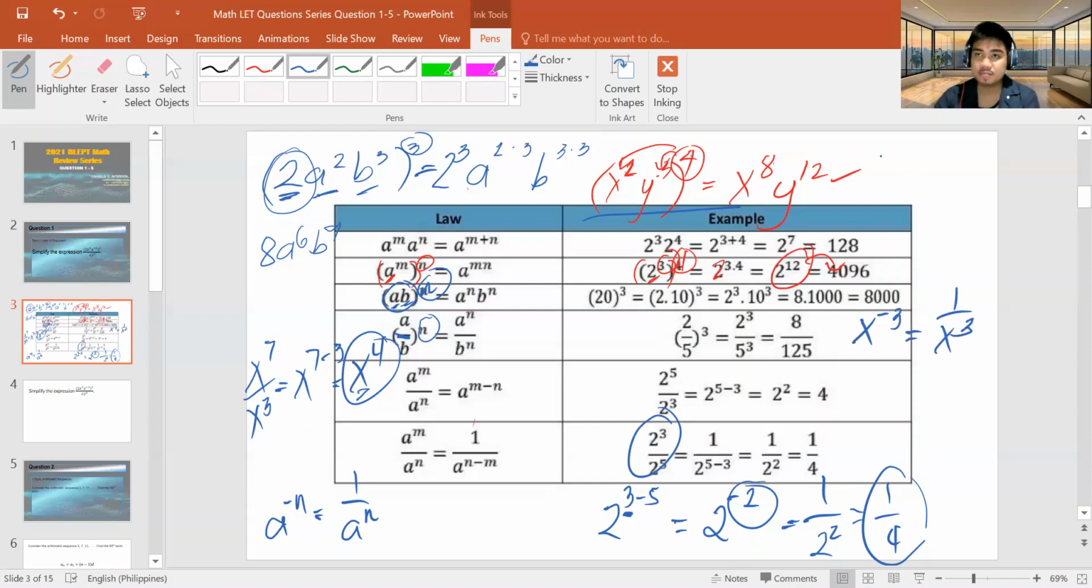So, what if nasa baba yung negative exponent? For example, 2 divided by x raised to negative 3. So, ang gagawin dyan, para maging positive itong exponent ng x na negative 3, itataas lang natin. So, we have 2x raised to positive 3. So, kapag nasa taas yung may negative exponent, para maalis yun, ilalagay nyo lang sa denominator, ibababa nyo lang. Pero kapag nasa baba, ilalagay nyo lang sa numerator or itataas nyo lang. Yun lang yun.